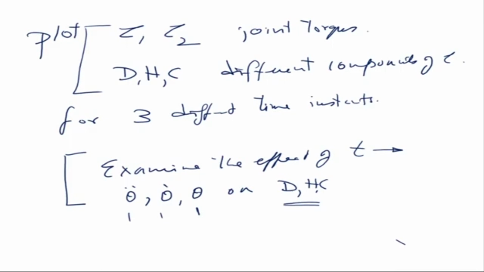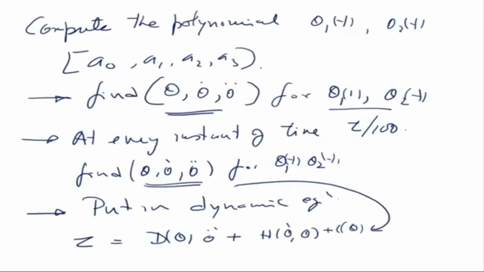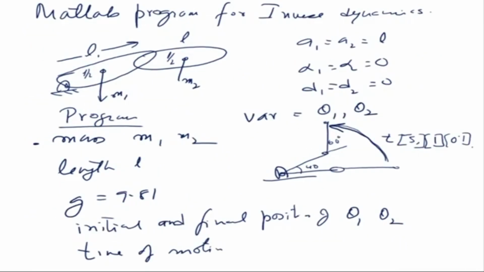Okay, so now we'll look at the MATLAB program. The basic MATLAB program is written like this. This is the MATLAB program where we are inputting the mass, length, gravity, initial and final configuration of theta 1, theta 2, and the time of motion. So this I've put as an array of 5 seconds, 1 second, and 0.1 second. So first it will compute for 5 seconds, the tau and the D, H, C.